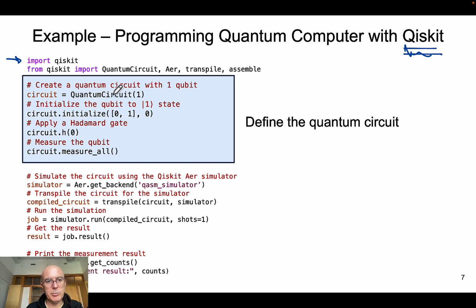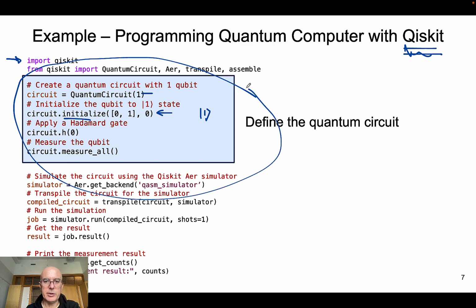We define a quantum circuit first with 1 qubit. We initialize it in state 1. That's the method to initialize to state 1. So it's 0 and 1, corresponding to having all the probability of measuring 1. Then we apply to this qubit the Hadamard gate, and then we measure. So whenever we want to write a quantum code, we first express a quantum circuit.